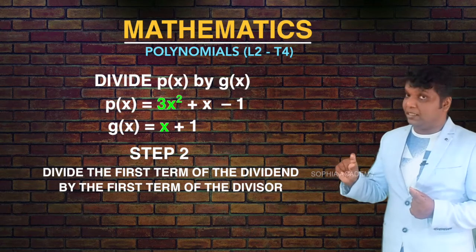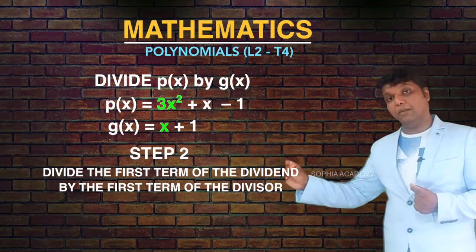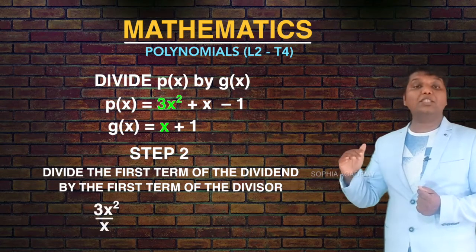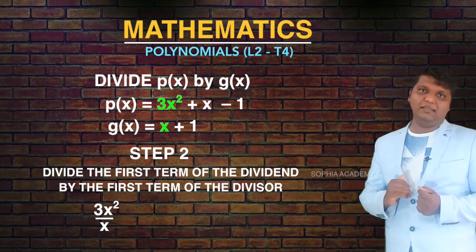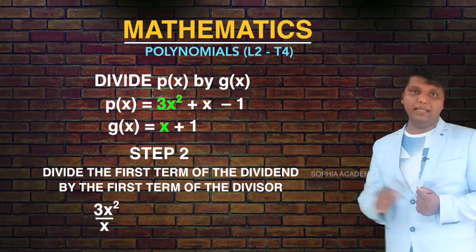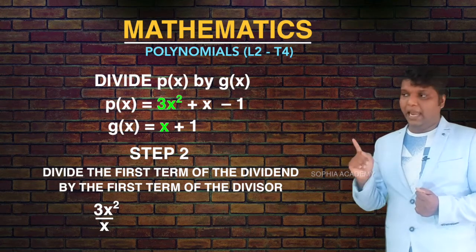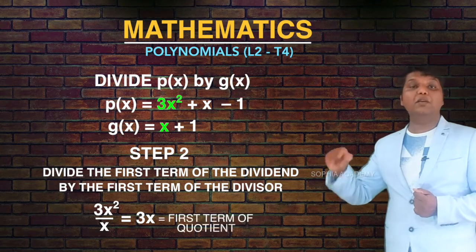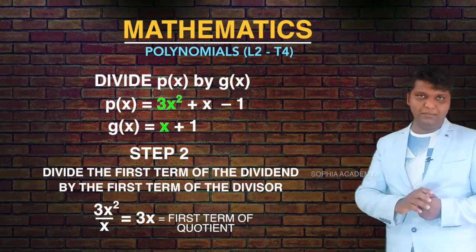So choose the first term of the dividend and the first term of the divisor and divide them. So 3x square divided by x. Taking both first terms and dividing them: 3x square divided by x. x and x will get cancelled. 3x you will get, right? And this 3x will be the first term of your quotient.